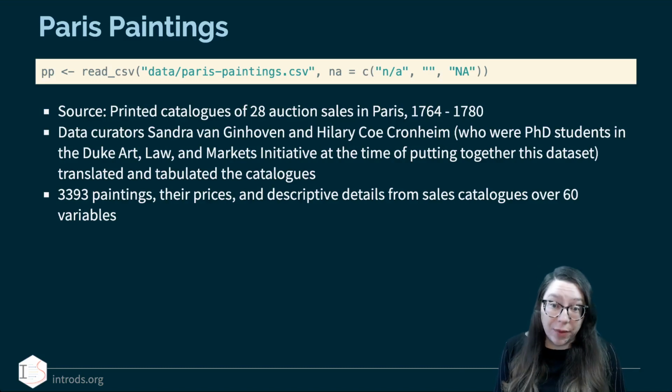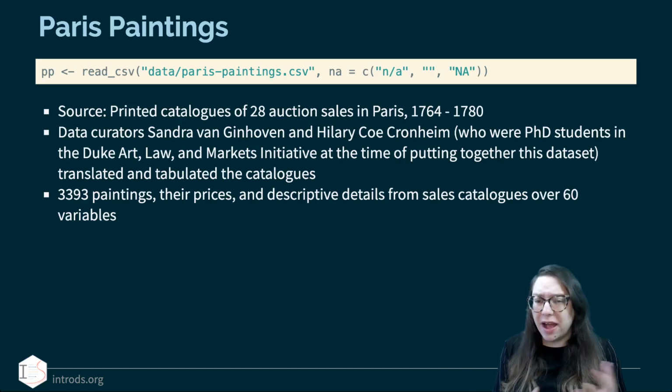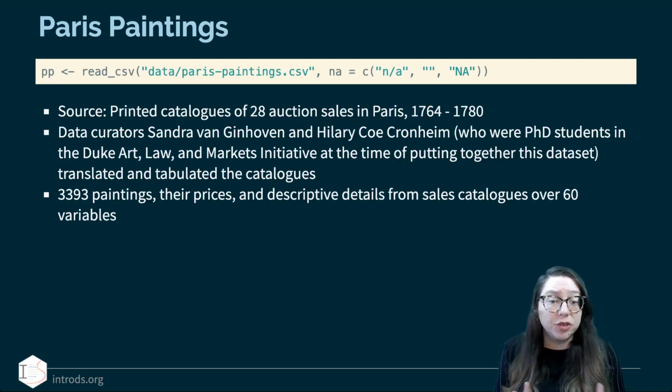They basically went through, I think about 3,393 auction catalogs. So these are the pamphlets that were handed out during the auctions for the sale of these paintings. And they looked at the descriptions on these catalogs and created and tabulated these data. The information they tabulated included things like their prices and descriptive details from the sales catalog, over 60 variables.